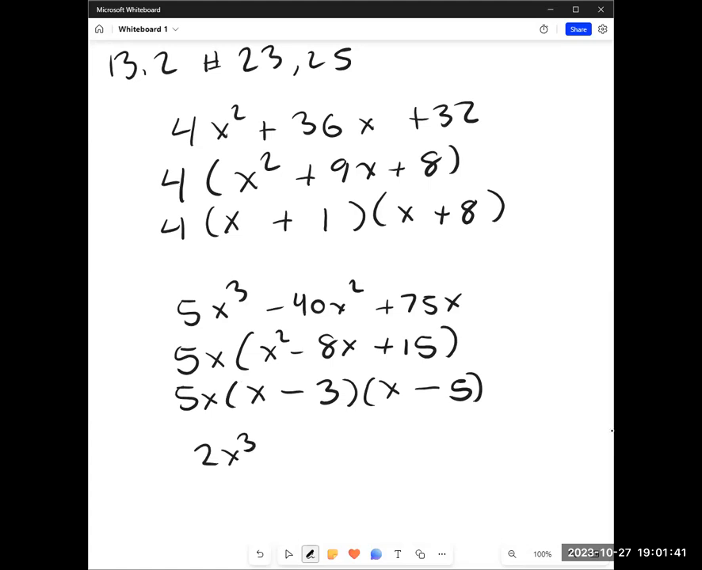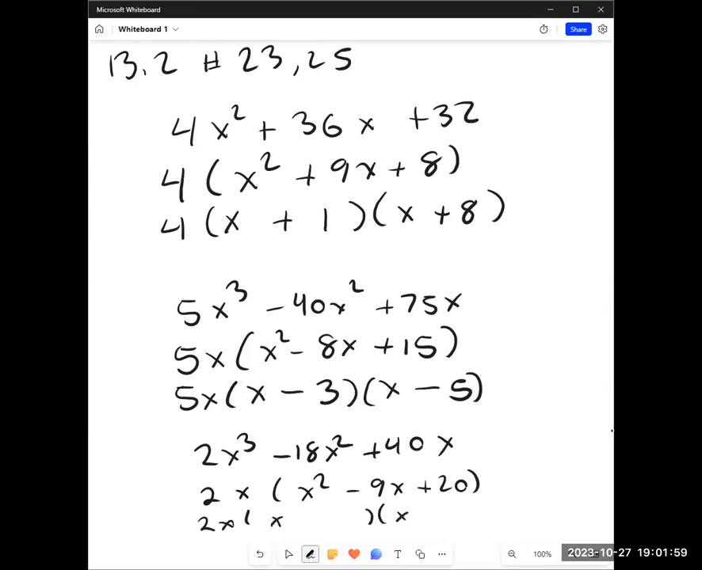In this last example, 2x cubed minus 18x squared plus 40x. The greatest common factor is 2x. Leaves me with x squared minus 9x plus 20. Signs are the same and they're both negative. And it's got to be 4 times 5 to give me 20. That adds to give me 9. That looks too much like a 6. There we go, that's a 5. All right, there we go.